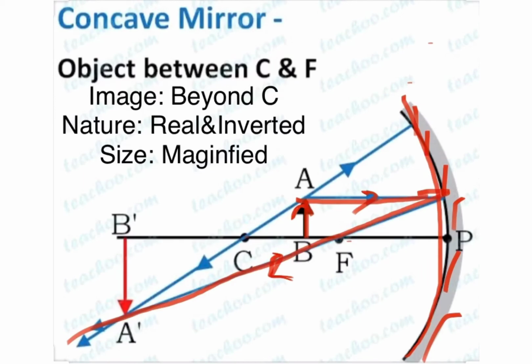Now another ray which is passing through the center of curvature. So you can see that this is the ray which is passing through the center of curvature, and we know that if it is passing through the center of curvature, it gets reflected along the same path. So this is your incident ray and this is your reflected ray, and you can see that both these rays are meeting here, that is at point A dash. So A dash B dash is the real and inverted image of object AB when the object is placed between F and C, and here you can see that the size of the image is bigger than that of the object.